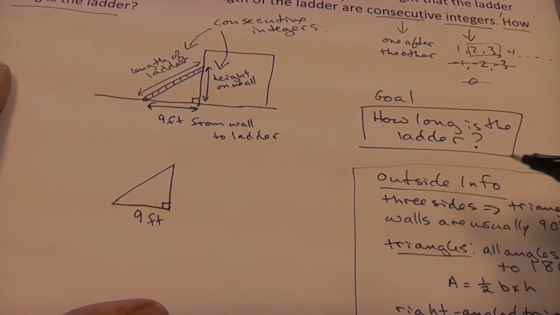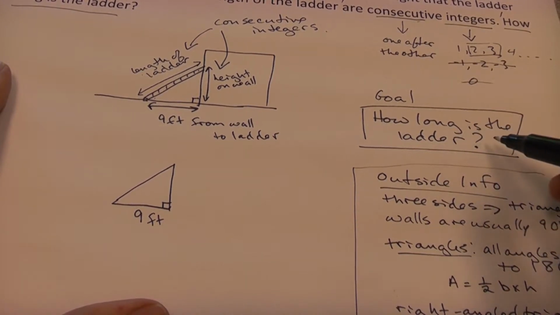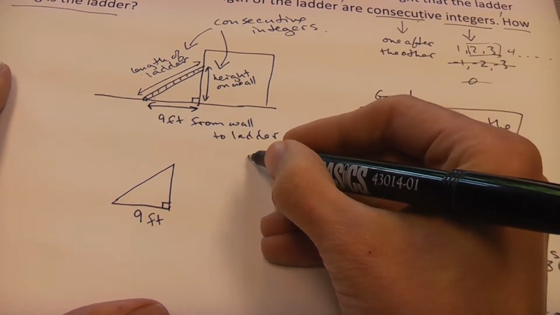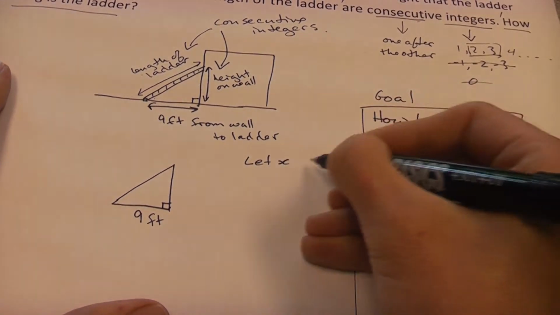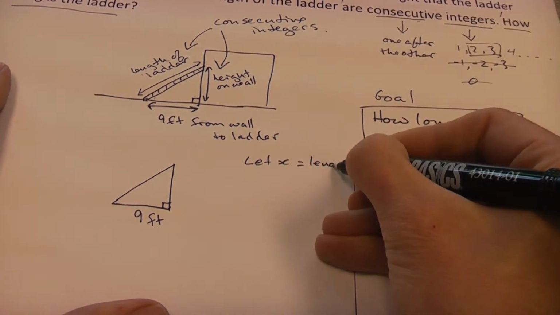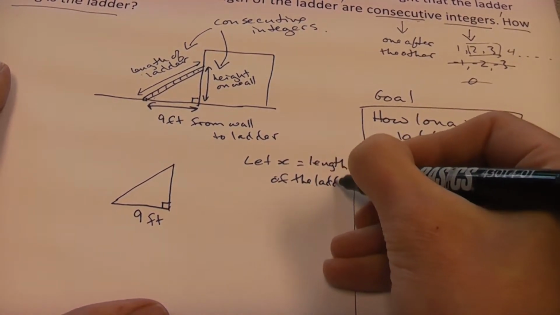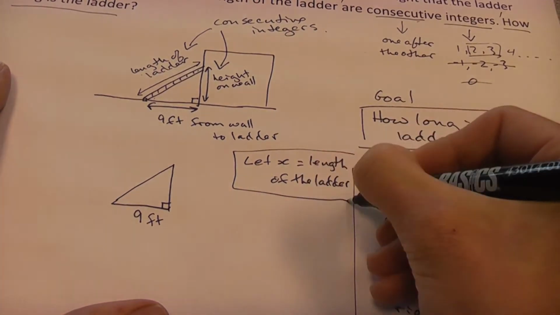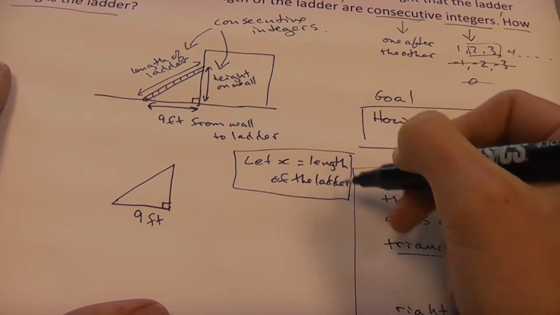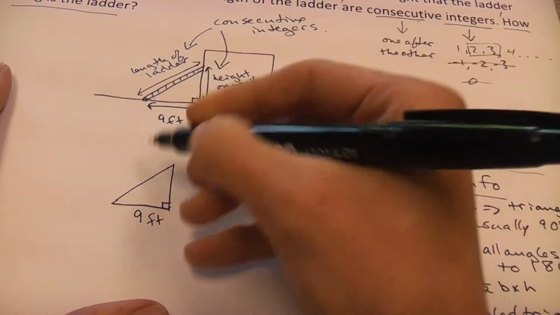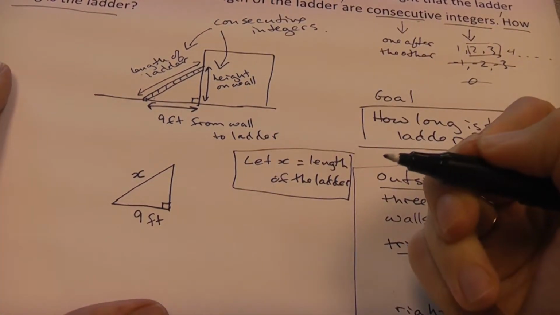A good policy that often works, not all the time, but most of the time, is to set your variables equal to the thing you're looking for. So I want to know how long the ladder is. So I'm going to say, let x equal the length of the ladder. Saying it explicitly like this lets me refer back in case I forget what x is equal to. So x is the length of the ladder. Well, I'm going to write that right here.